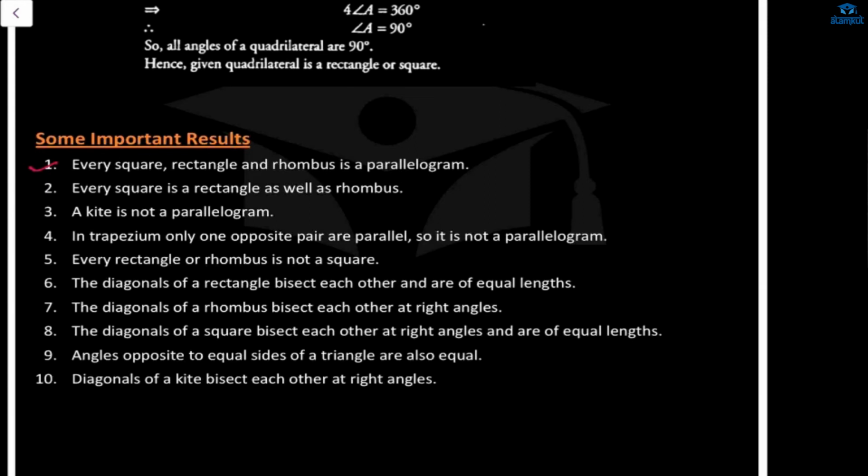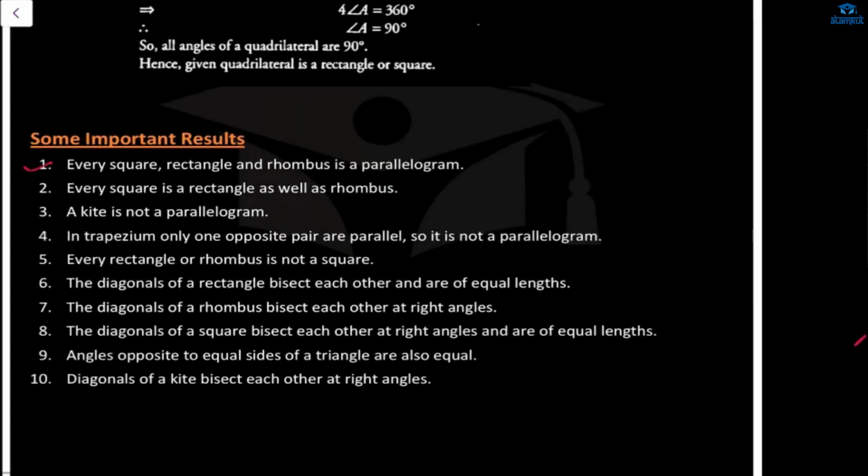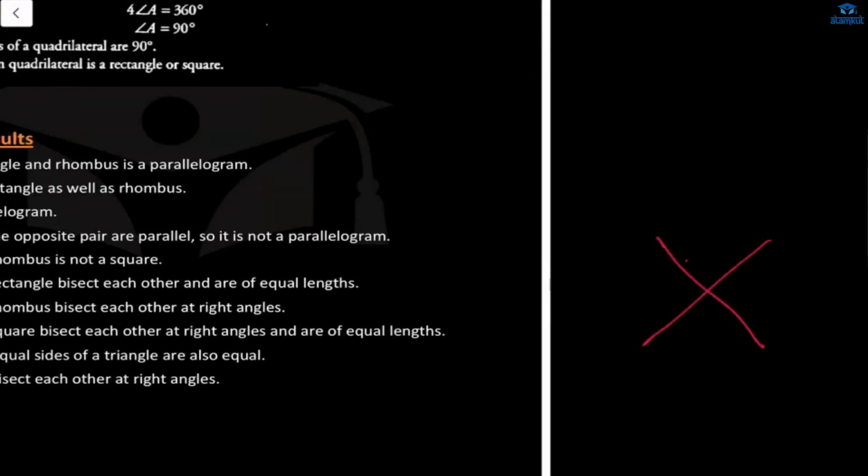The diagonals of a rectangle bisect each other and are of equal length. Bisect means, as it is written here, the diagonals of a rectangle bisect each other. They bisect each other, and they are of equal length also.